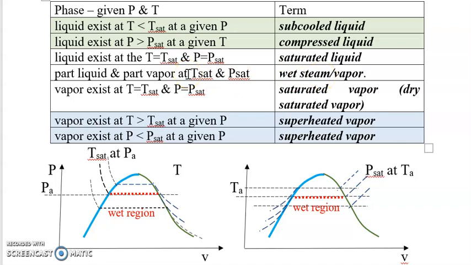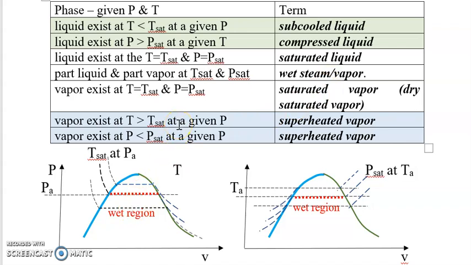because at that state, your temperature is equal to the saturated temperature at the given pressure, or your pressure is equal to the saturated pressure at the given temperature. The same with the saturated vapor. So basically, these three states occur at the same temperature and pressure. I'll show you on the line in a minute.